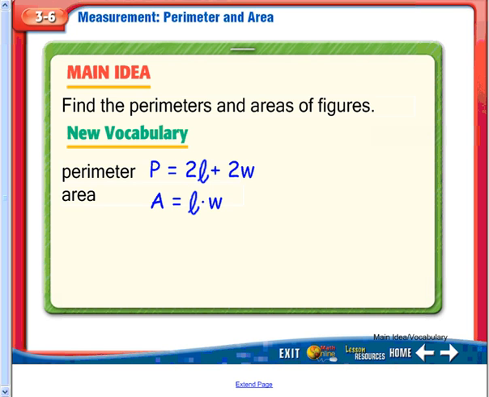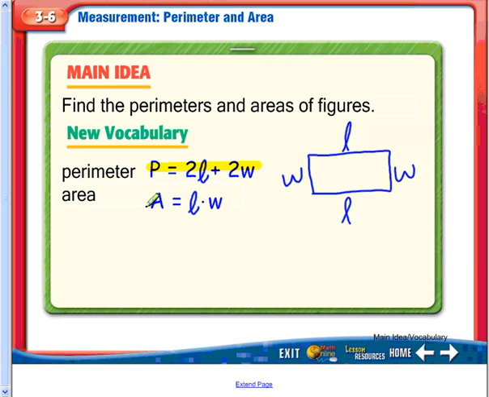The formula for perimeter that we're going to use is perimeter equals 2 times the length plus 2 times the width. The length being the length of the rectangle, and the width being the width of the rectangle. So 2 times the length, because we have 2 lengths, plus 2 times the width, because we have 2 widths. And again, remembering that perimeter gives us the distance around a figure, in this case, the rectangle.